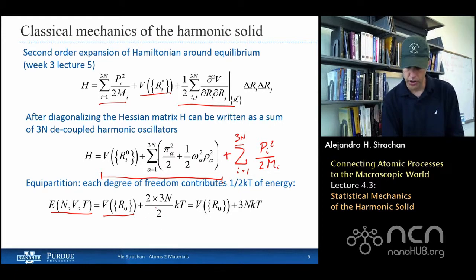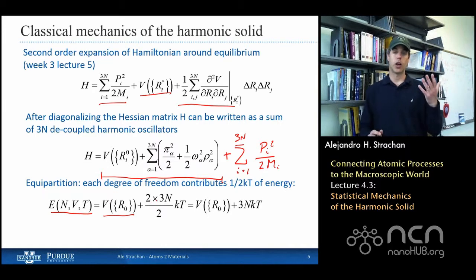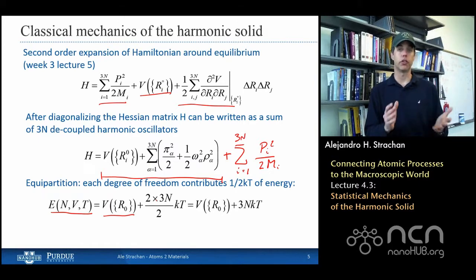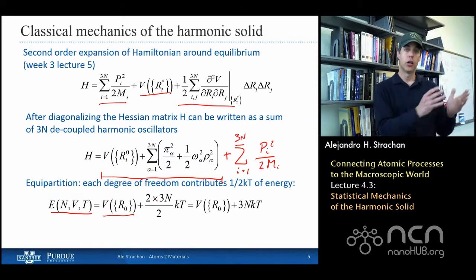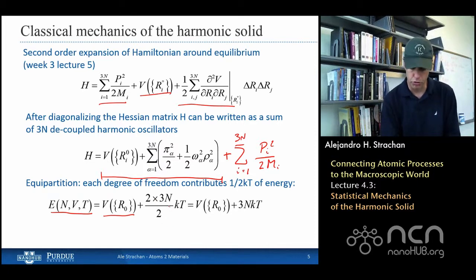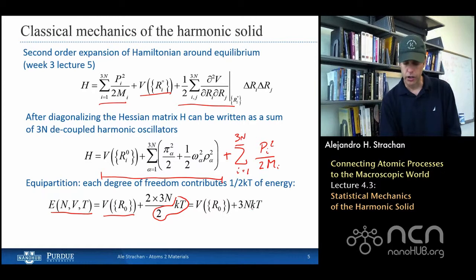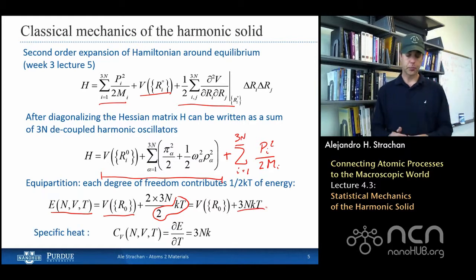And the thermal energy is 2 times 3n, and 2 times 3n is the number of degrees of freedom you have. I have 3n positions and 3n momenta, and each of them contribute 1/2 kT. So that's the expression for the total energy of the system. It's the ground state energy plus 3n kT.